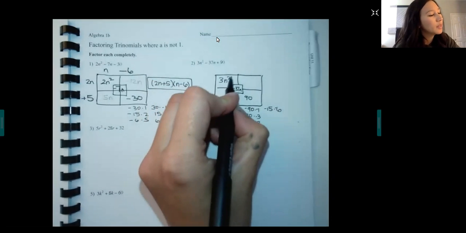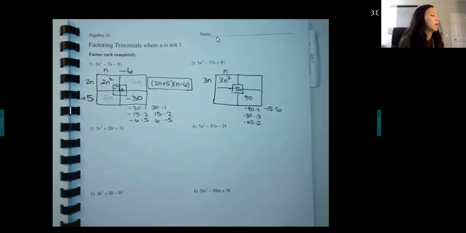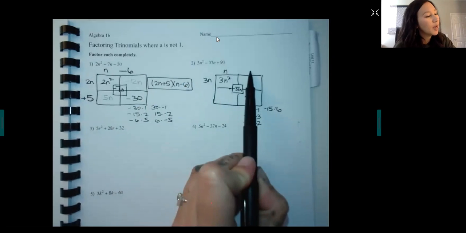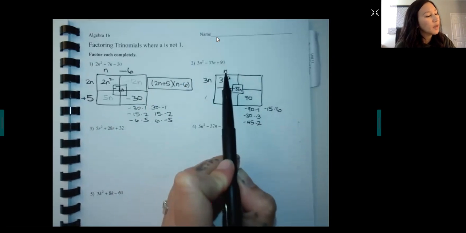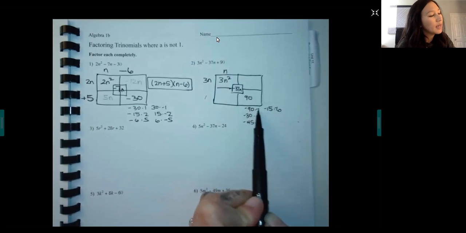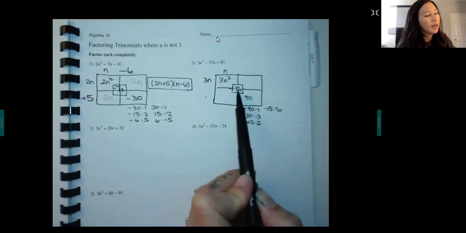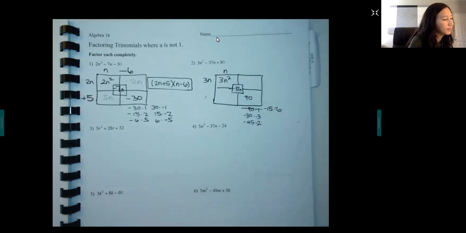Okay, so what multiplies to give us 3n squared? We know that's 3n and n. So one thing's going to get multiplied by 3 and n, and the thing we put down here is only going to get multiplied by n. So let's see, where do we want to start? Probably 90 and 1 is too big to get negative 37. So for now, let's cross that off.